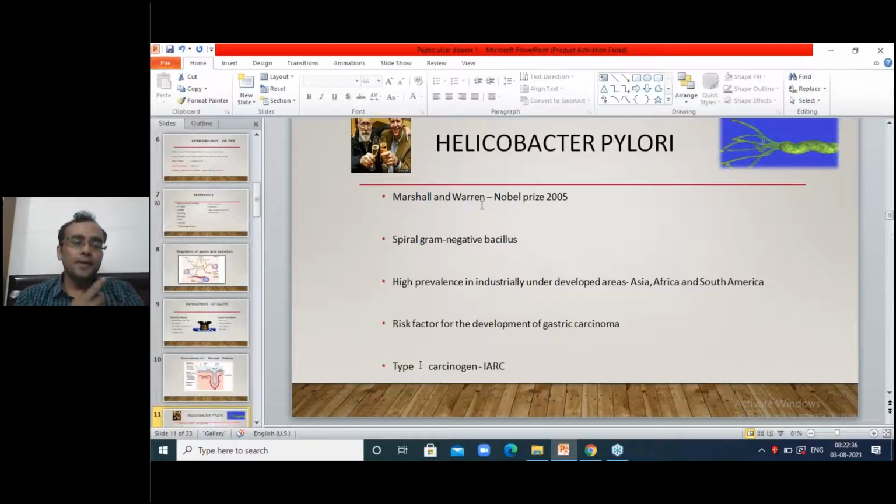So Warren himself drank a culture of H. pylori, and after that he developed gastritis and ulcer, and thus he established that gastric ulcer is caused by the bacterium H. pylori. H. pylori is a gram-negative spiral bacillus, and it has a tuft of flagella at one end, and it is highly mobile. It is more prevalent in developing countries as compared to developed ones, and it is also a risk factor for development of gastric carcinoma, and is described as a class 1 carcinogen by the WHO.